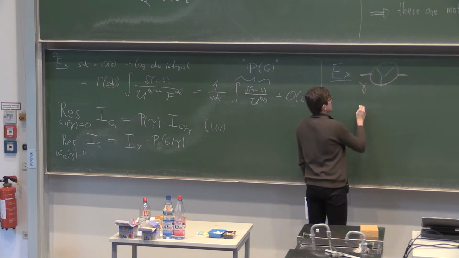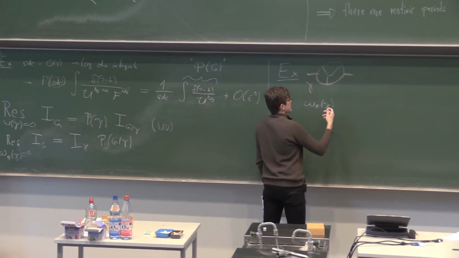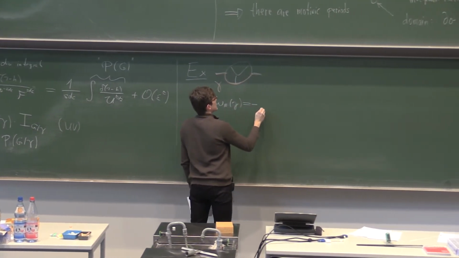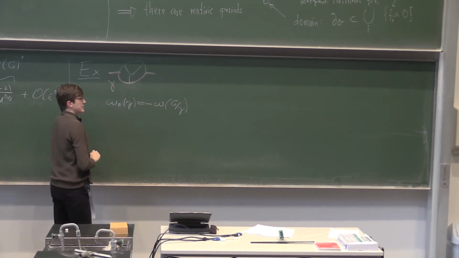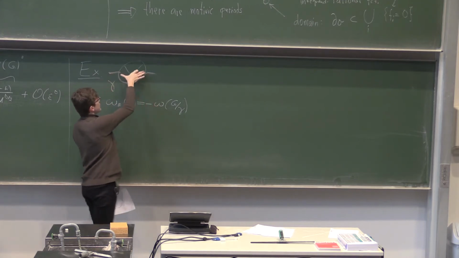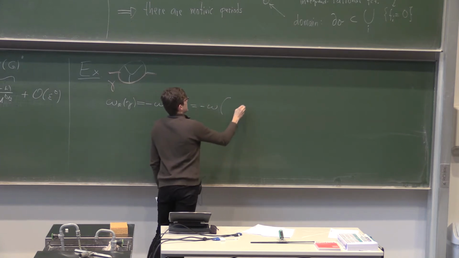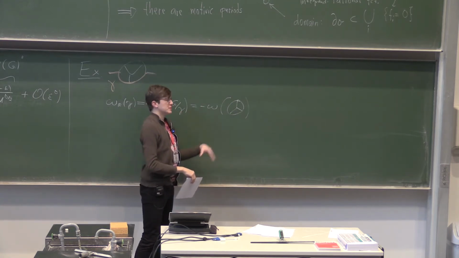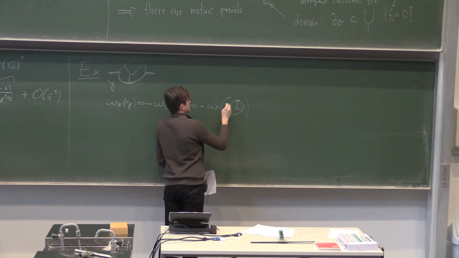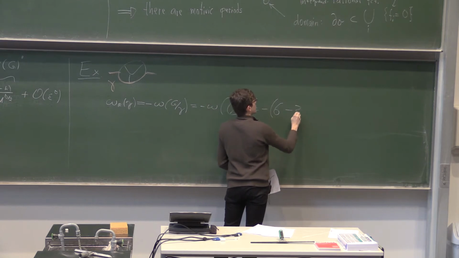And what is the superficial degree of convergence? What is the omega infrared of the subgraph? Well, as I said, it is minus the superficial degree of convergence of the quotient graph. And what is the quotient graph here? If you shrink the orange part to one vertex, you just get this graph here, the star. And now this has 6 edges, 3 loops.